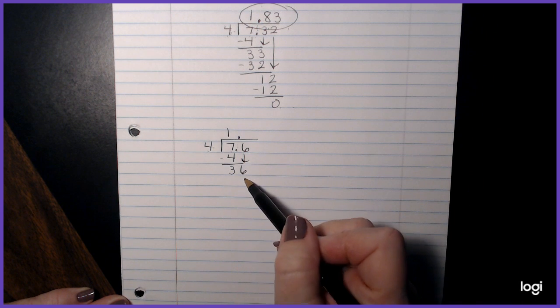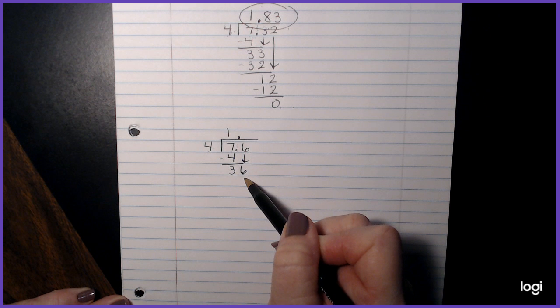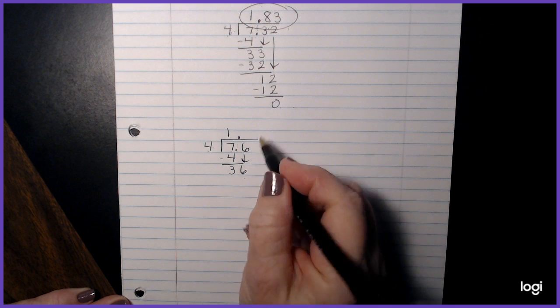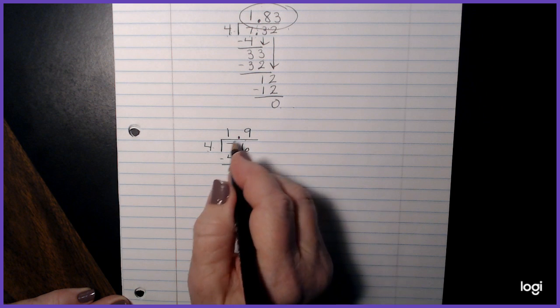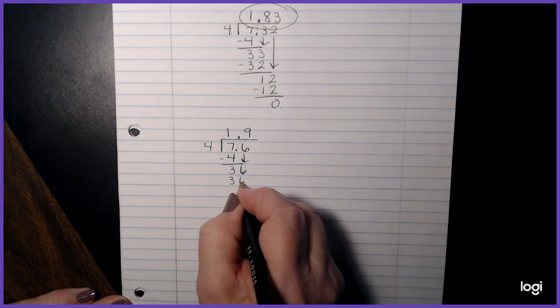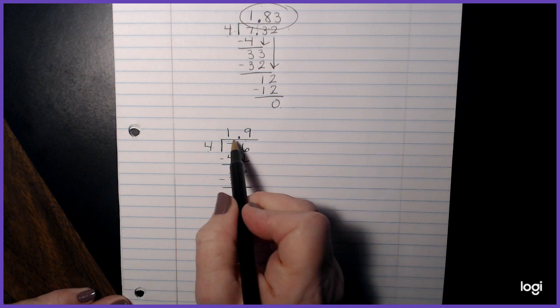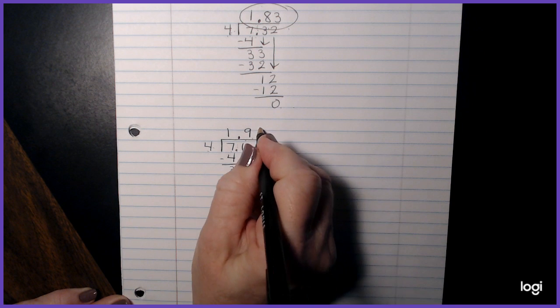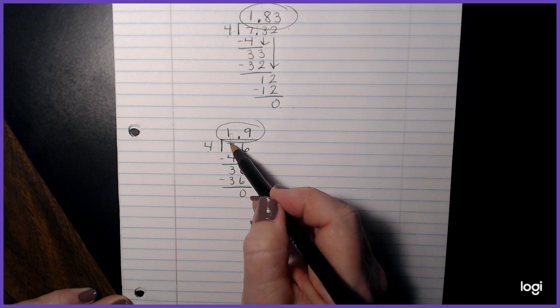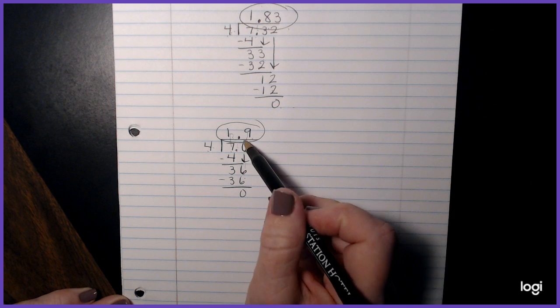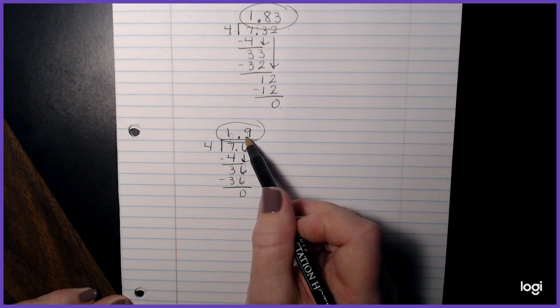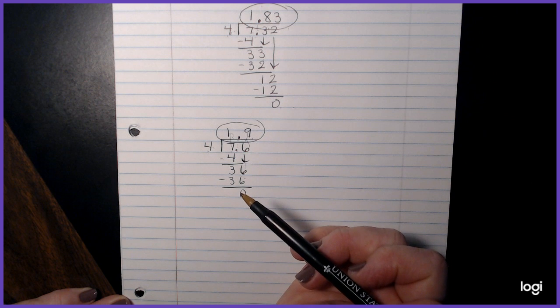How many times does 4 go into 36? It once again goes evenly 9 times. So we're going to put the 9 straight up here. 9 times 4 is 36. Our answer is 1 and 9/10. Now, if you notice, it's very important to make sure that we are writing directly over the numbers in our dividend so that we know if our 9 should go in front of the decimal or behind.